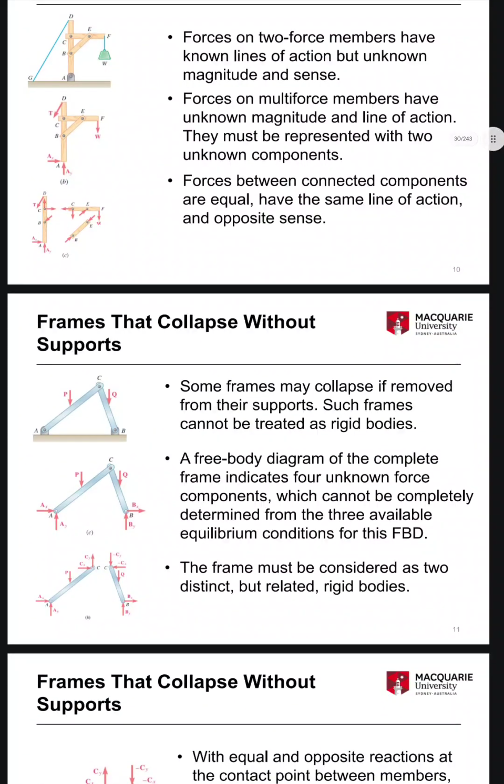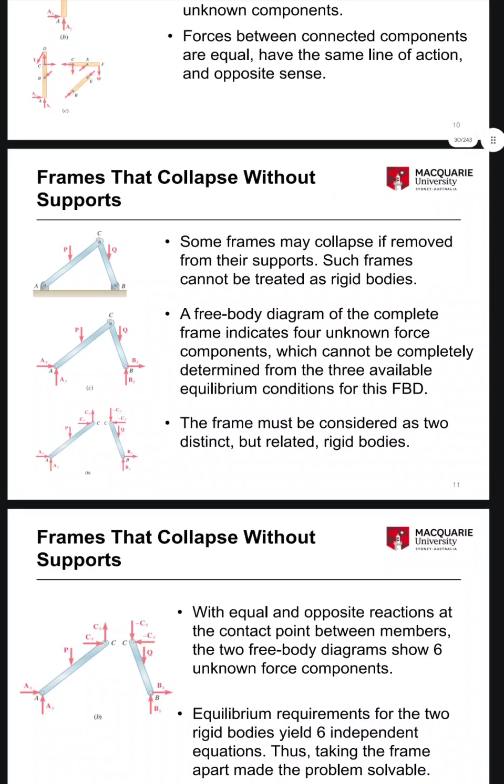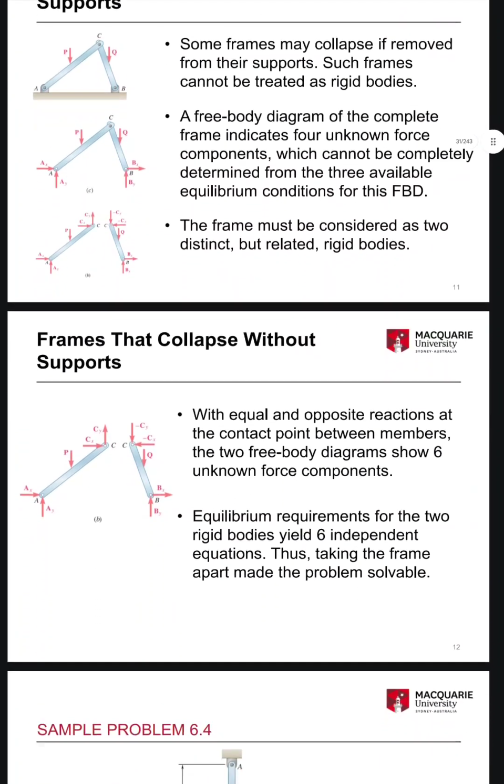Frames that collapse without supports. Some frames may collapse if removed from their supports. Such frames cannot be treated as rigid bodies. A free body diagram of the complete frame indicates four unknown force components which cannot be completely determined from the three available equilibrium conditions for this FBD. The frame must be considered as two distinct but related rigid bodies.